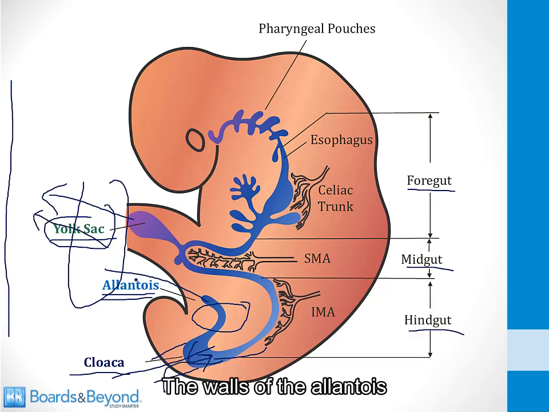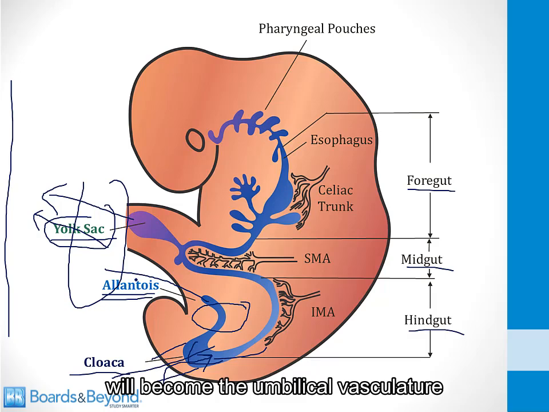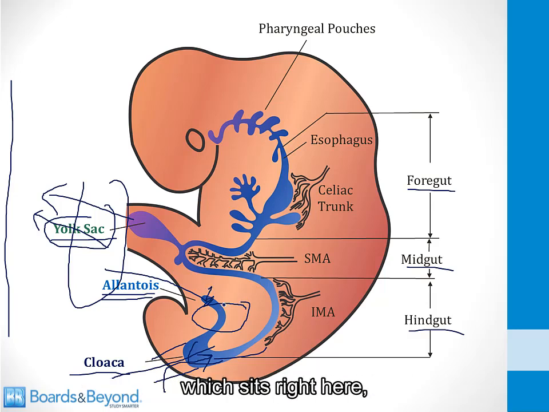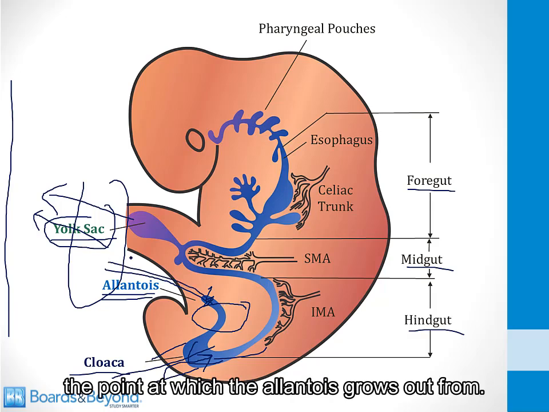The walls of the allantois will become the umbilical vasculature, and then the allantois will obliterate and become a fibrous connection called the urachus, which connects to the dome of the bladder, which sits right here, the point at which the allantois grows out from.